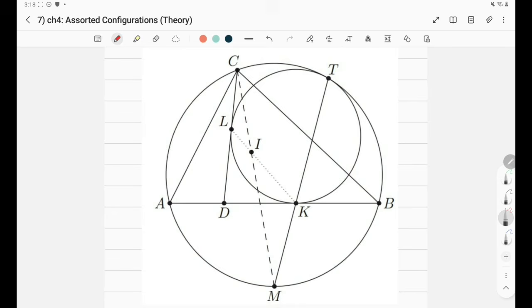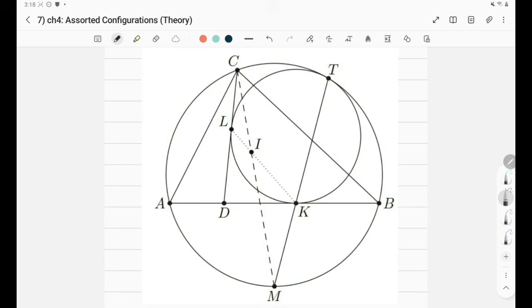So that means we just need to show that MA equals MI equals MB. We already know, of course, MA equals MB. So if we can show that MI equals one of these, then we're done. But guess what? From the previous lemma that we just discussed, we already know that MB square is equal to MK times MT. So that means if we can show that MI square equals MK times MT, then we'll be done as well.